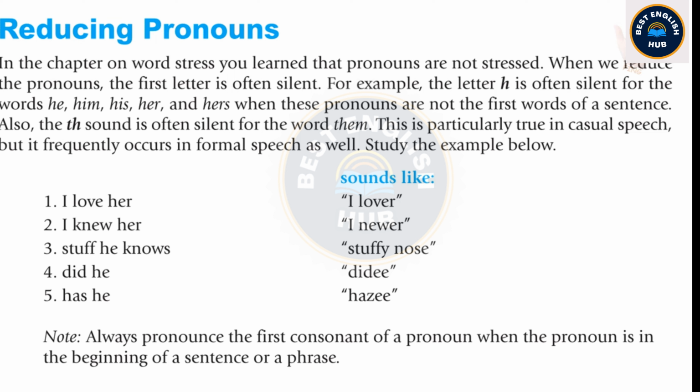For example, I love her sounds like I love her. I knew her sounds like I knew her. Stuff he knows sounds like stuff he knows. Did he sounds like did he. Has he sounds like has he. Note, always pronounce the first consonant of a pronoun when the pronoun is in the beginning of a sentence or a phrase.